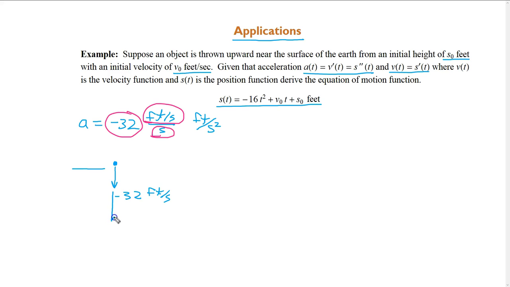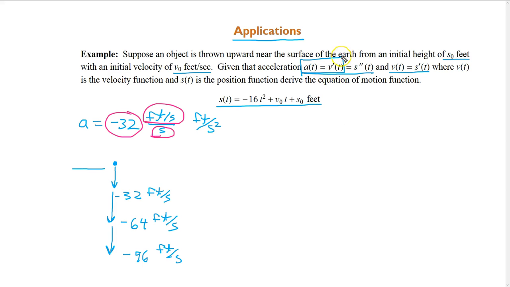One second later, as it continues to fall, it will pick up another 32 feet per second, so it will be traveling negative 64 feet per second. And so on. 3 seconds later, it will be traveling 96 feet per second. It picks up another 32 feet per second in its velocity falling downward. Now we want to find the velocity function of our object first. Using this equation, acceleration is the derivative of the velocity function.